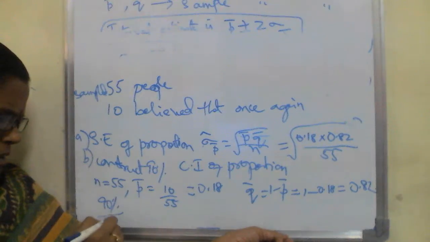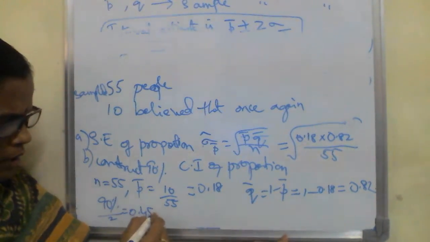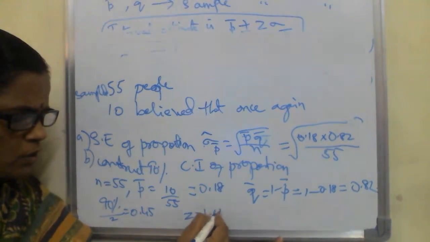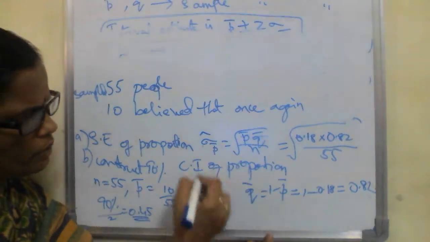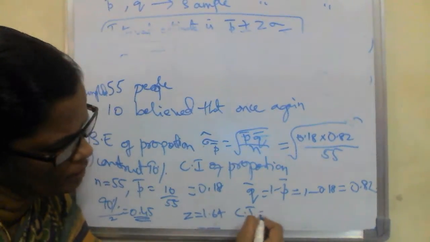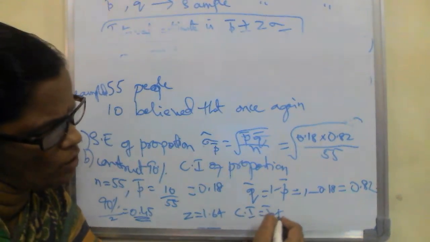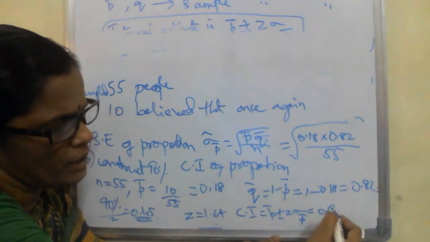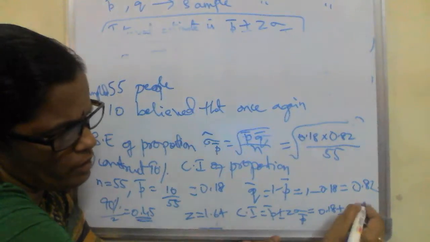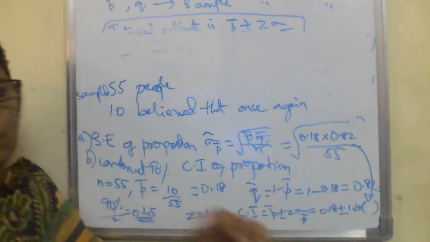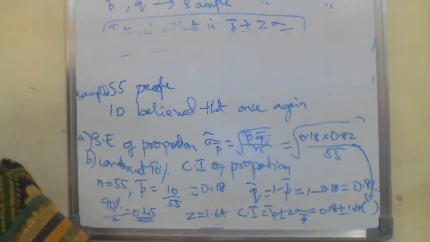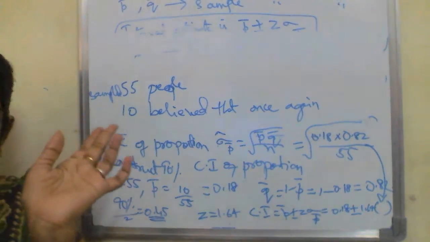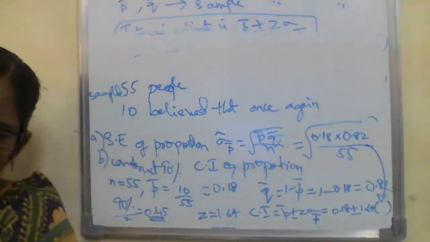So that means 90% by 2, 0.45. See from the graph where it comes in the table. Z is 1.64 for your value of 0.45. So the confidence interval will be p bar plus or minus z sigma p bar. The p bar value you have is 0.18, plus or minus 1.64 into whatever value you get here, substitute this. So this is about calculating the confidence interval when the proportions are given. This we will make use of again in the coming problems.